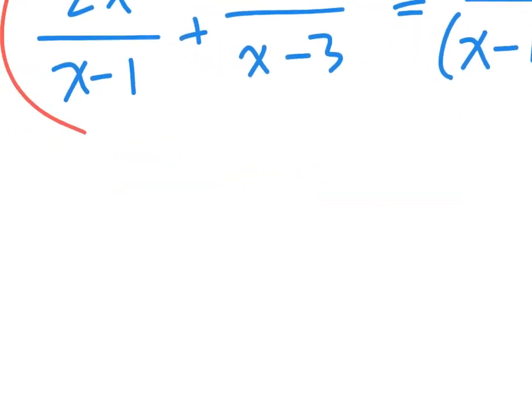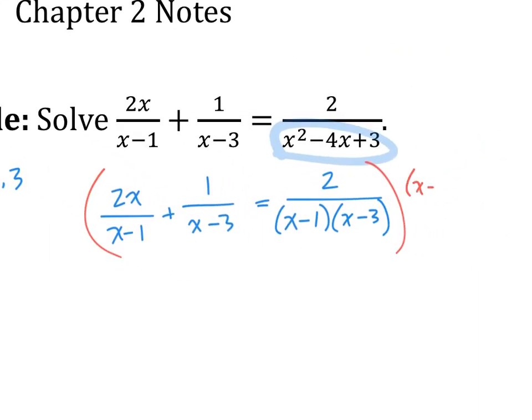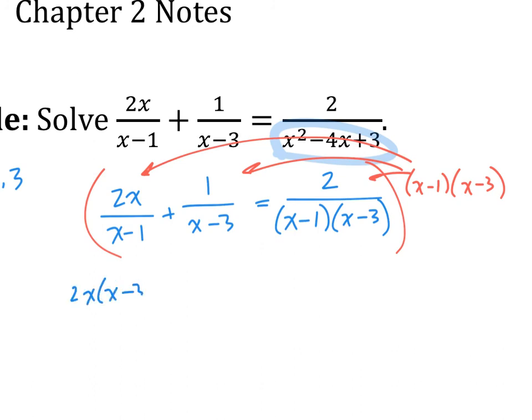In this case it is x minus 1 and x minus 3. Okay, and then remember, distribute. When we distribute with the first term on the left, x minus 1 cancels, so we have a 2x times x minus 3. In the middle, the x minus 3 cancels, so we have an x minus 1. And the last one on the right, everything cancels, so just a 2. All right, go ahead and solve this problem and come back and check your answer.